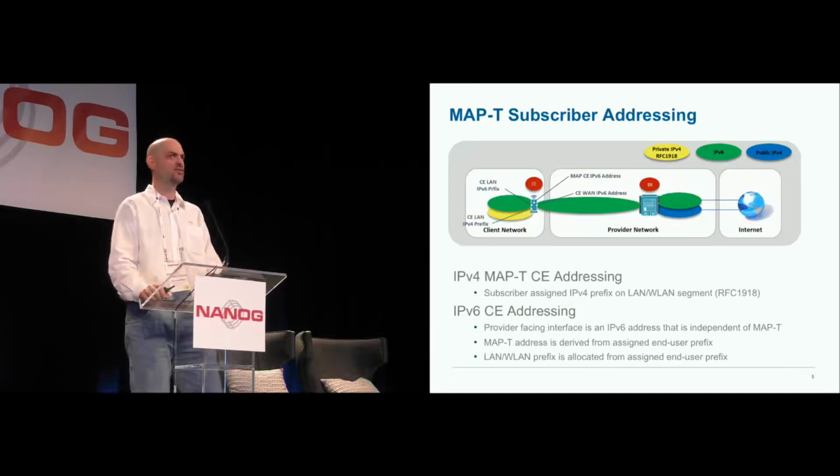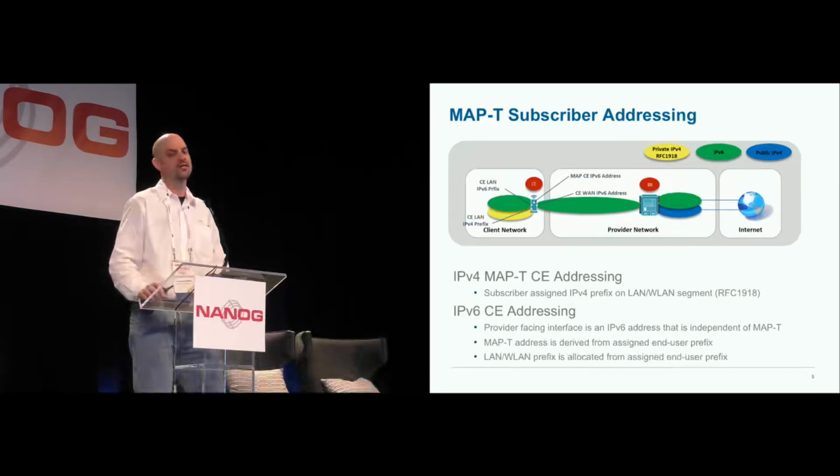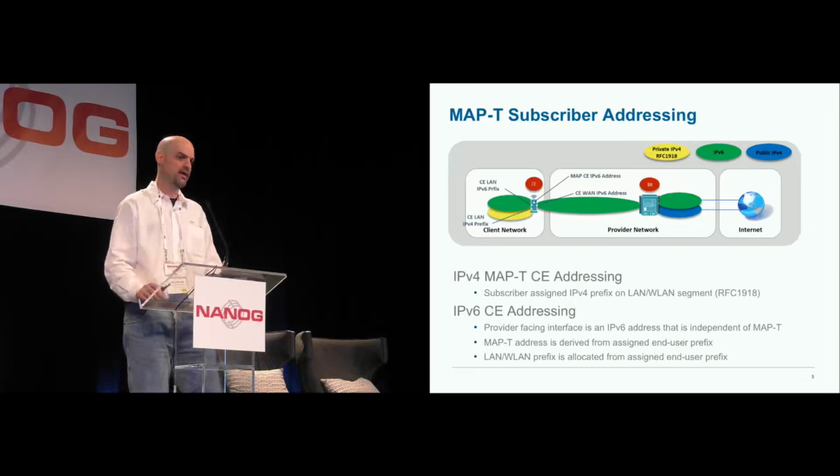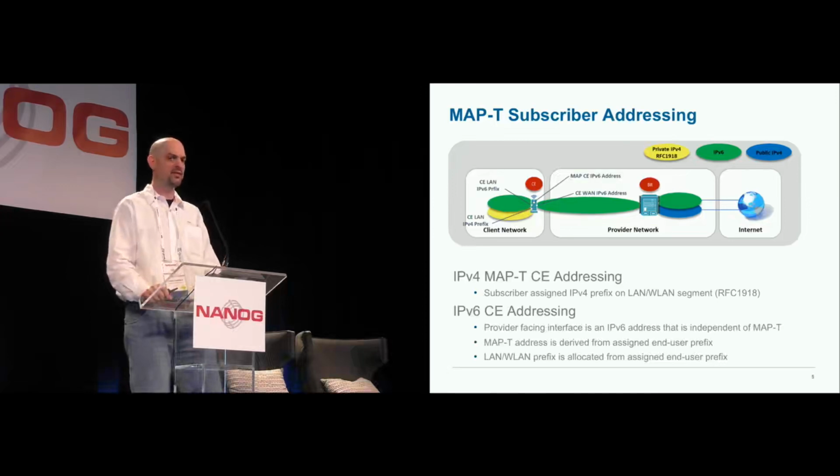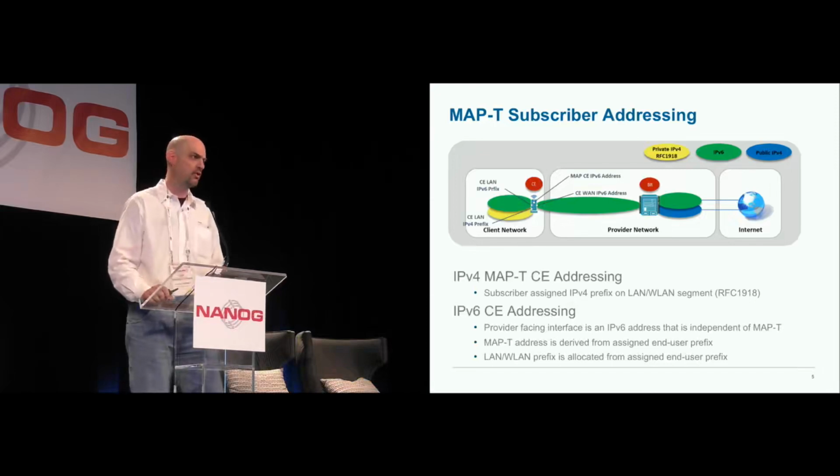On the provider-facing side, we no longer have an IPv4 address, as this mechanism uses tunneling, stateless translation for tunneling purposes across the IPv6 domain. And we also have an addition of a notion of a MAP-CE IPv6 address. This is going to be the origination point for all IPv4 traffic that is tunneled across the IPv6 domain.